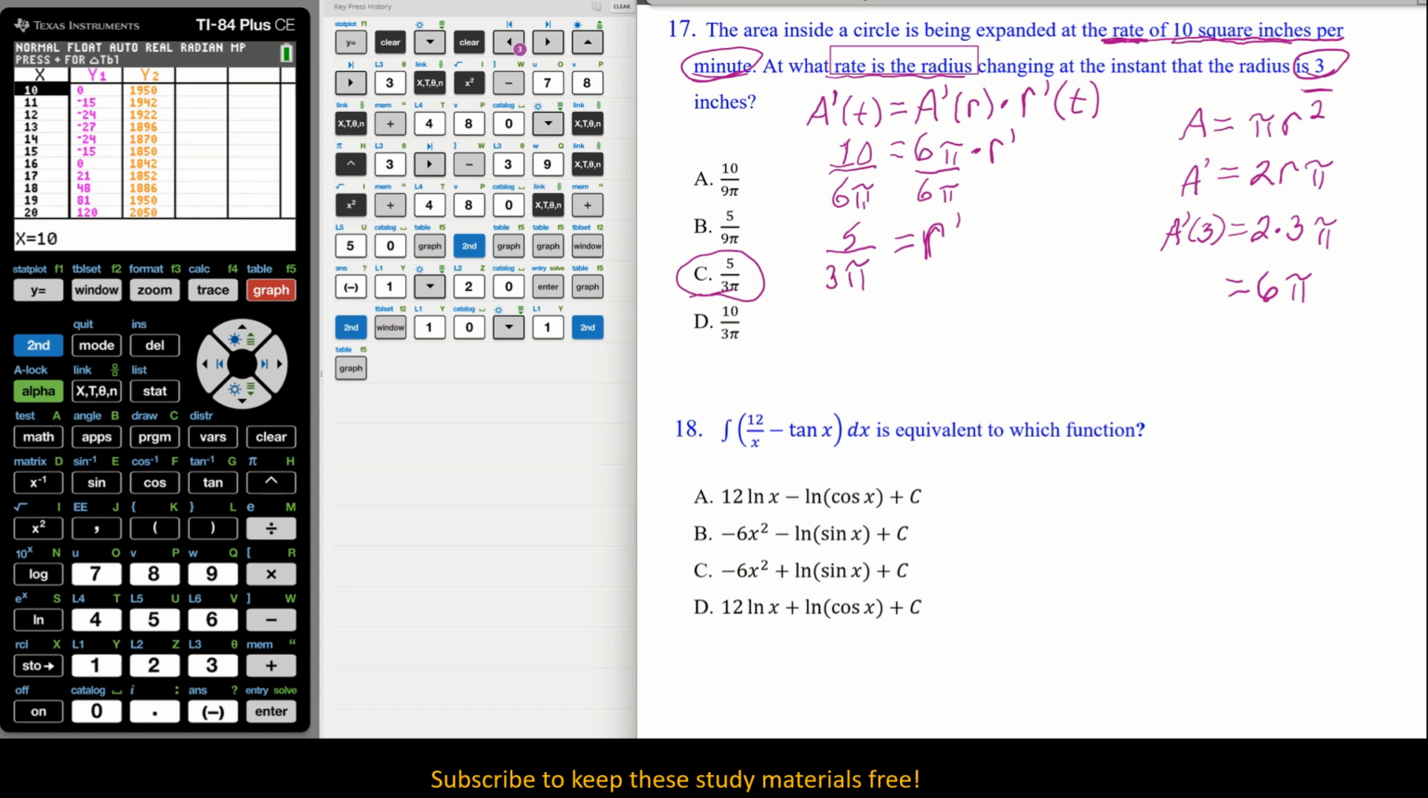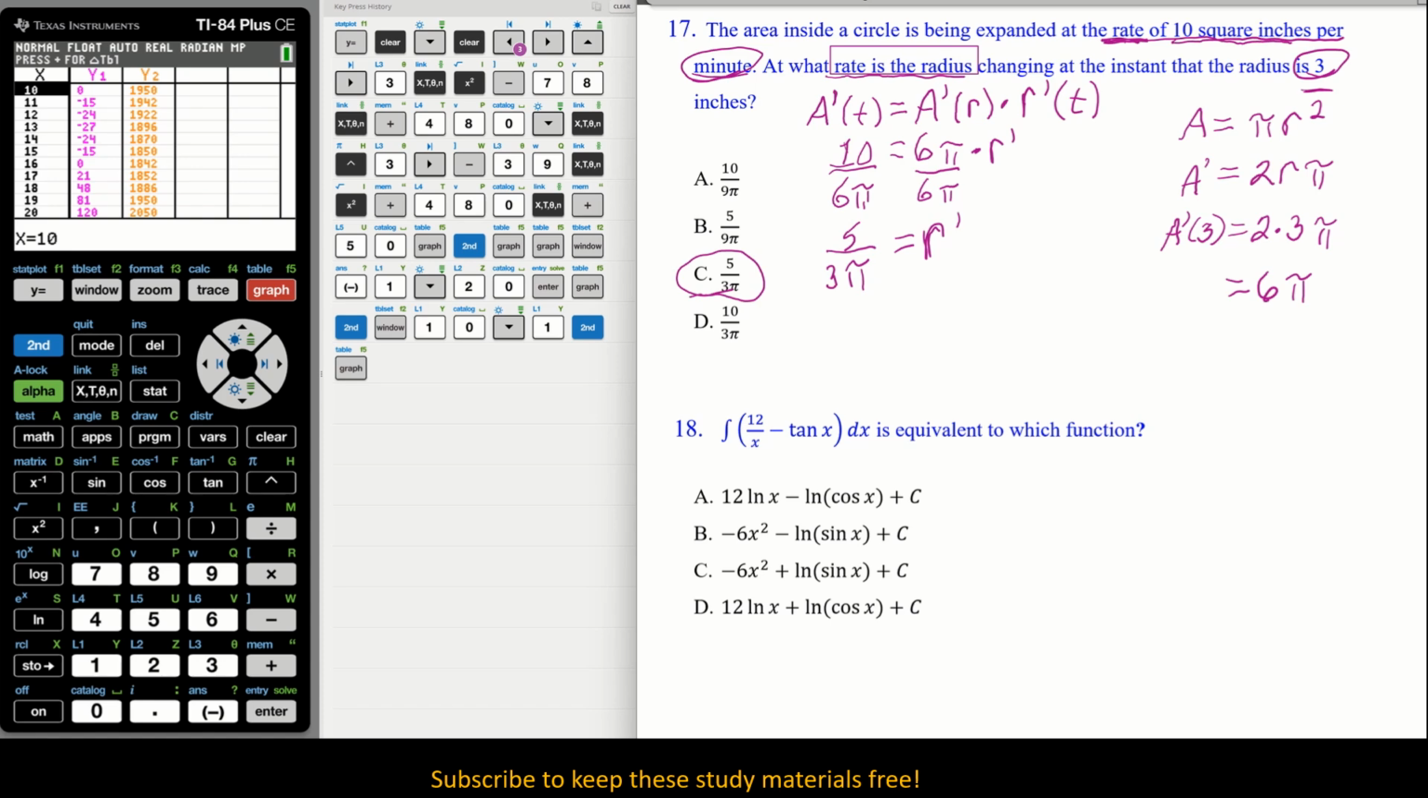Okay, 18: they give us the integral of 12 over x minus tangent x dx, which is equivalent to which function? I know the way they word that is funny, but we'll go with it. They're saying, what is the equivalent function to this integral? Which would make more sense to me. The first thing that we see is that we need to integrate each term separately.